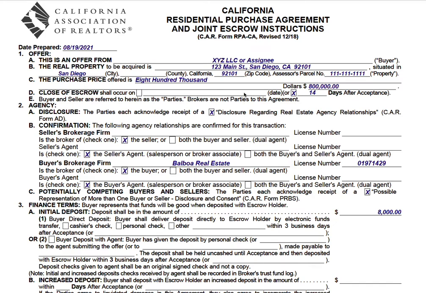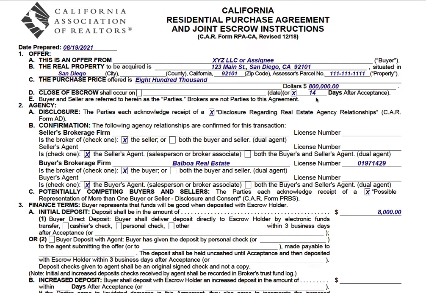All right, I put in an address. I left out county by accident, but you get the idea. You put the address, the assessor's parcel number right there. I put in just a sample purchase price of $800,000. I put 14 days for the escrow period.